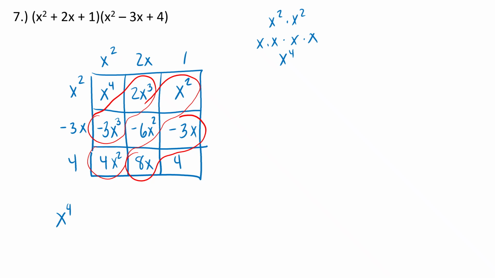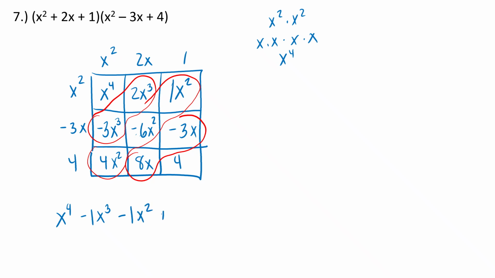So x to the 4th doesn't have any friends. We have negative 3x to the 3rd plus 2x to the 3rd, so that's negative 1x to the 3rd, and of course you do not need to write the 1. Now we've got 3 things going on here. So we have 4 minus 6, so that's negative 2. So 4x squared plus negative 6x squared is negative 2x squared, and then negative 2 plus 1, remember that is a 1, would give me negative 1. So this will be negative 1x squared.